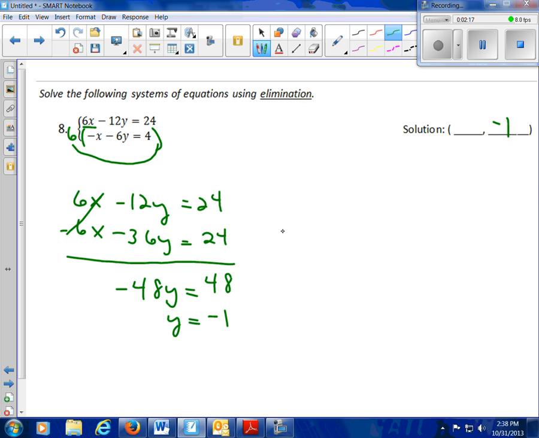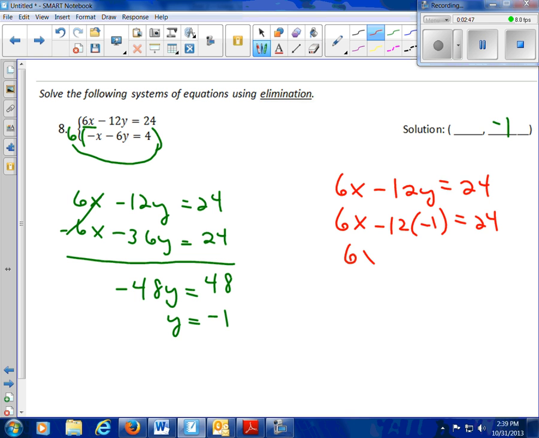Well, how do I get what x equals once I have y? And if you remember from class, we just simply substitute negative 1 into one of our equations for y. So let me just take the top equation. And you know from class that you can do any of the equations that you're given. I'm just going to pick the top one out of convenience. So if y is negative 1, I am just going to replace y with that negative 1.